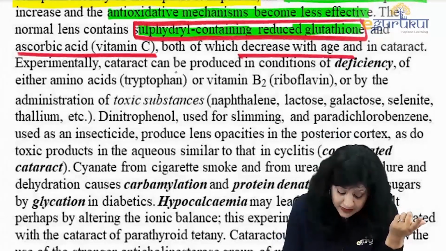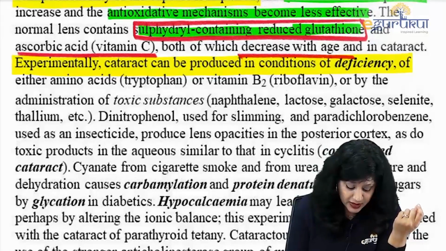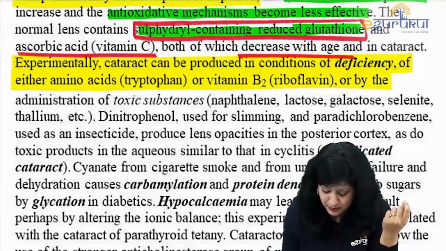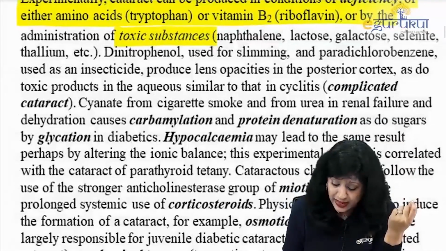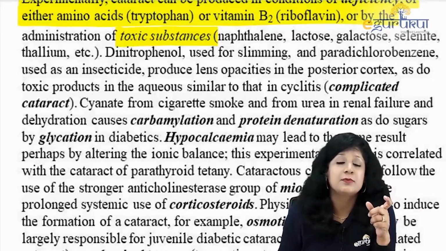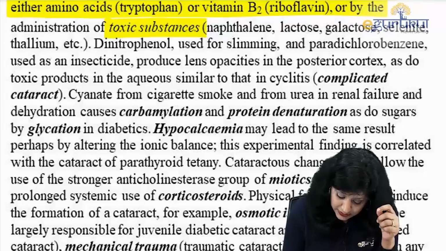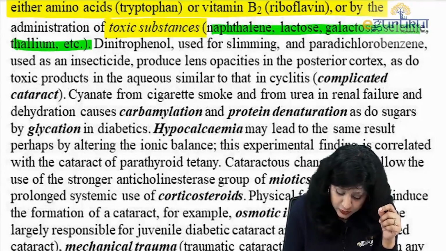They even say that we can produce cataract experimentally in conditions where you have deficiency of amino acids, vitamin B2, or due to toxic substances. Look at the toxic substances list. There are many substances that can produce cataract. So we have naphthalene, lactose, galactose, selenite, thallium, etc. So they could be asked as the causes here.